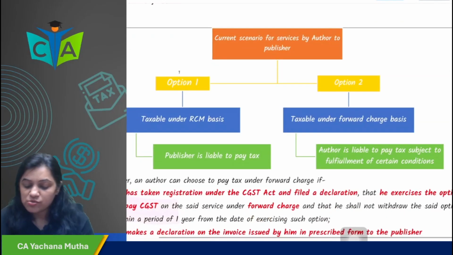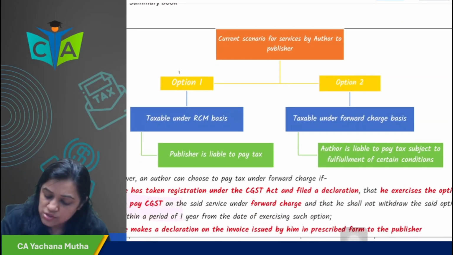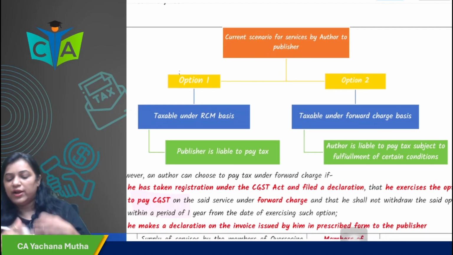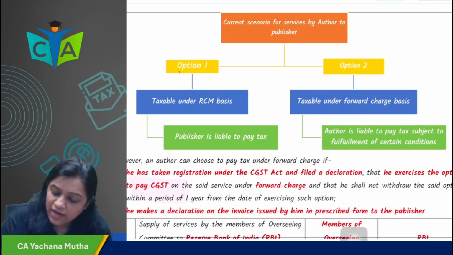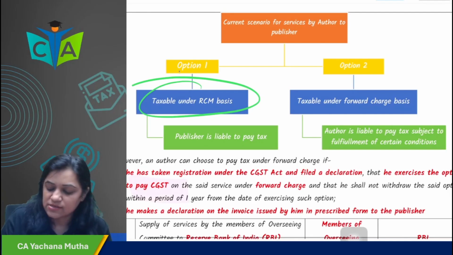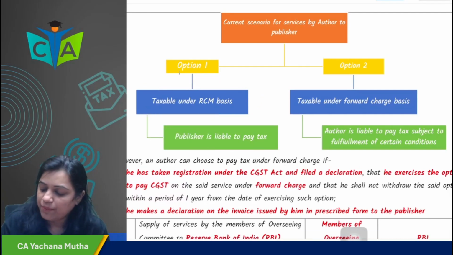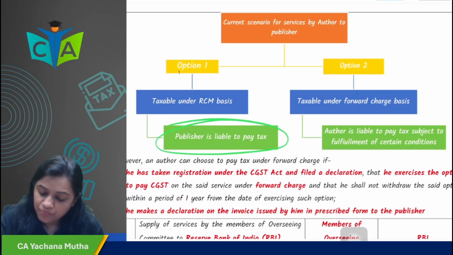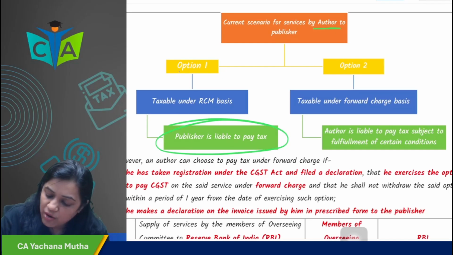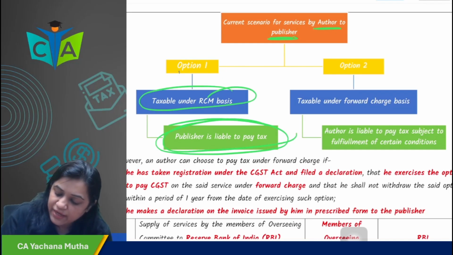Now there are two options. What are those options? The two scenarios are these. When the author is providing services to a publisher, it is taxable under RCM basis. Who is liable to pay tax? The publisher is liable to pay tax. So, in case of services by an author to a publisher, it is taxable under RCM, and the publisher is liable to pay tax.